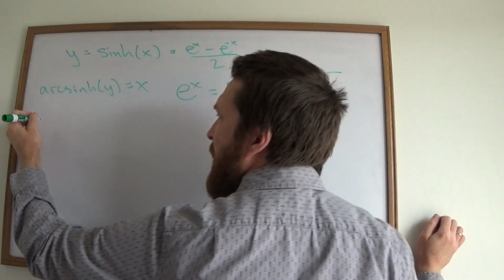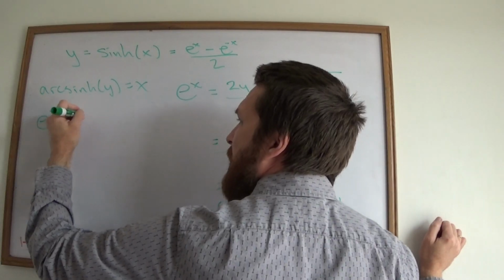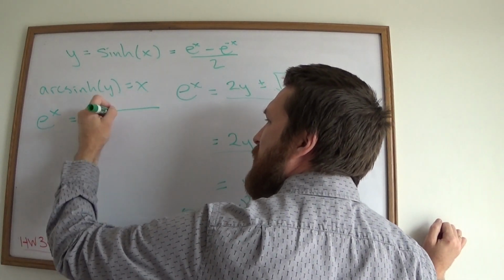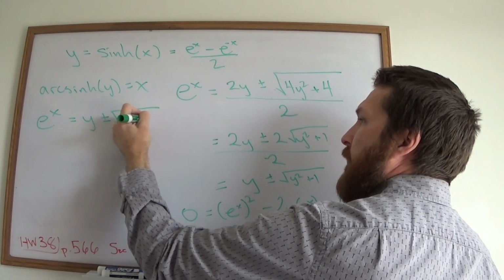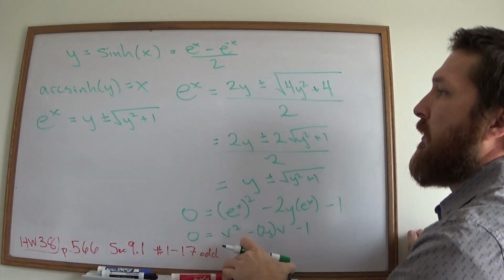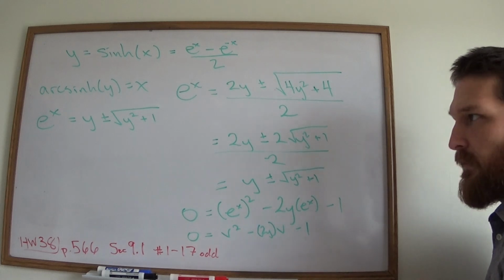We have that e to the x is equal to y plus or minus the square root of y squared plus 1. And now, let's just stop for a second and think about this.